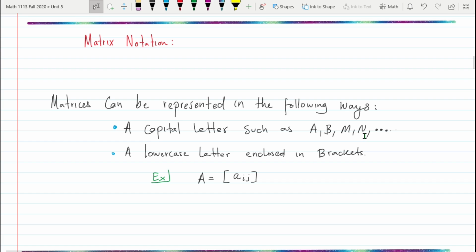Another way of representing a matrix is a lowercase letter in square brackets. So matrix A is the same thing as this lowercase letter with two numbers as suffixes, and that tells you the size of the matrix, right? And it is inside of this square bracket telling you that it's a matrix of whatever size. That's another way of representing a matrix.